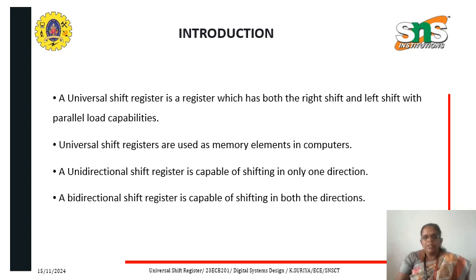A unidirectional shift register is capable of shifting in only one direction. A bidirectional shift register is capable of shifting in both the directions. A universal shift register is a combination design of bidirectional shift register and unidirectional shift register with parallel load provision.